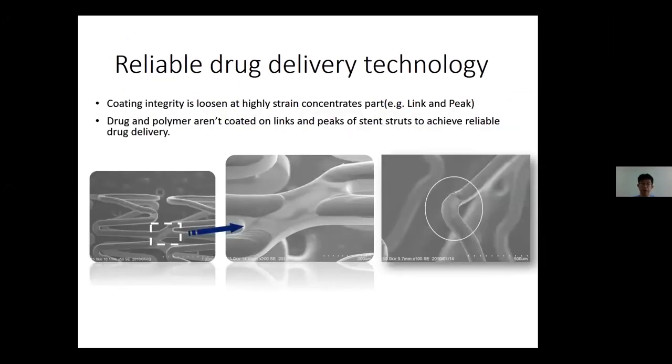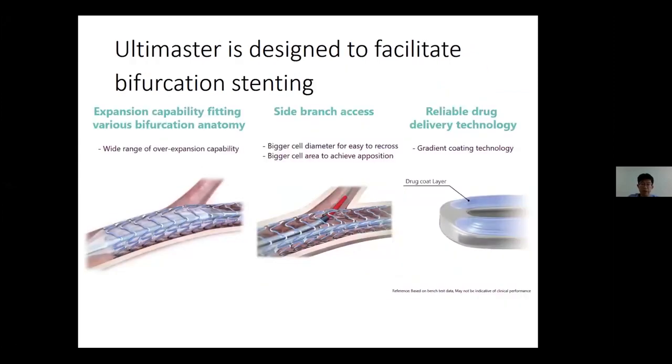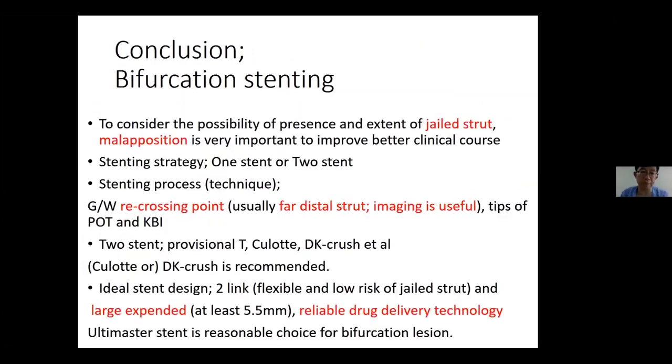Here, we have a drug delivery technology. So Ultimaster is designed to facilitate bifurcation stenting. Expansion capacity is okay, and side branch access is okay because of the two-link stent. And the reliable drug delivery technology is accepted in the Ultimaster. So in conclusion, in bifurcation stenting, to consider the possibility of presence and the extent of jailed strut malposition is very important to improve the clinical course.